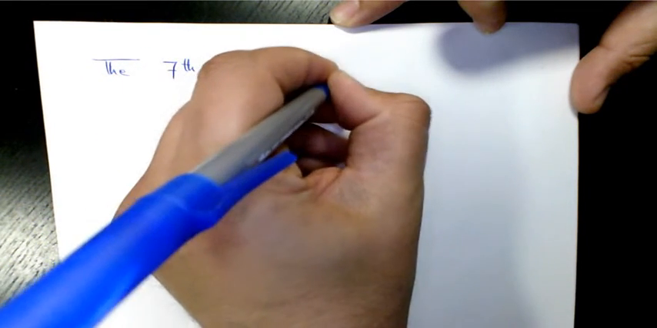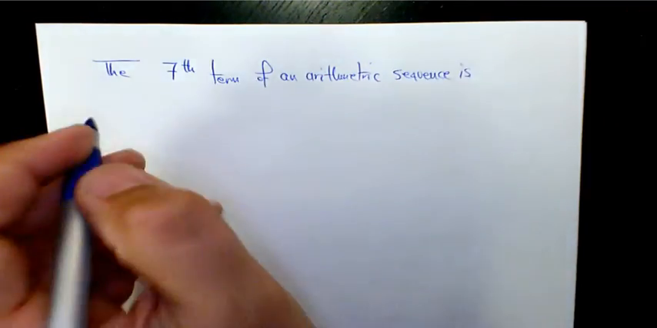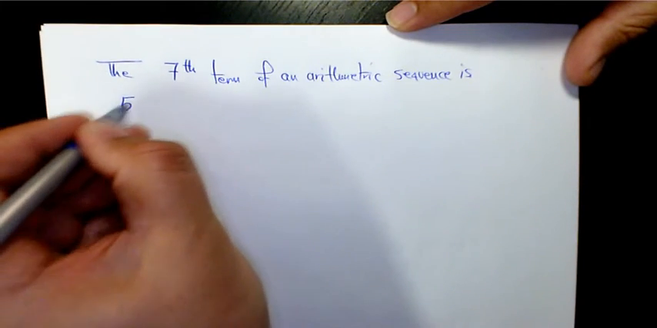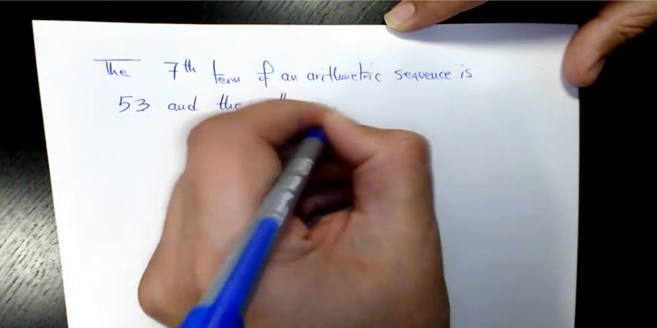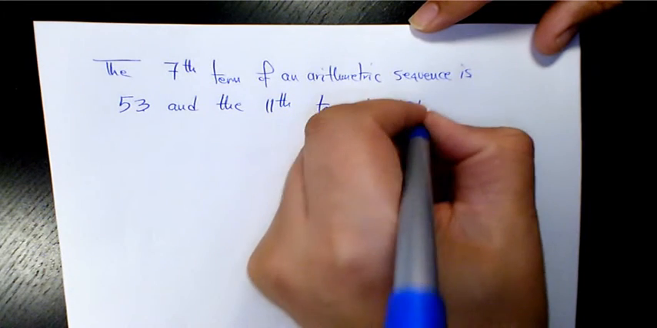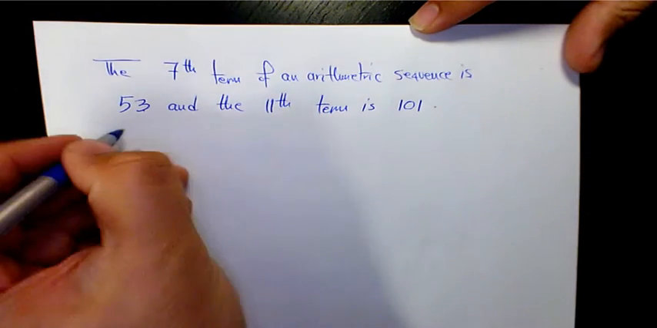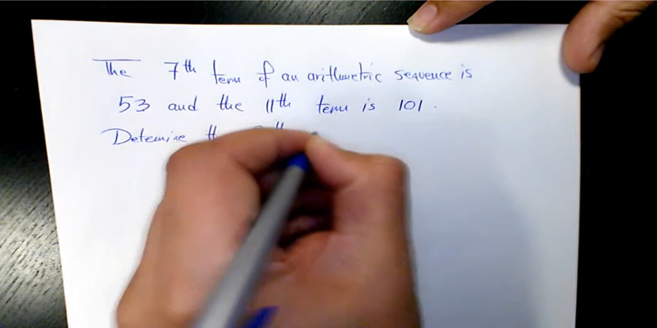Let's see another example. The 7th term of an arithmetic sequence is 53 and the 11th term is 101. Determine the 80th term.